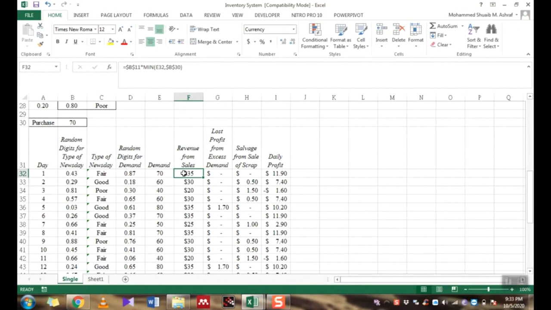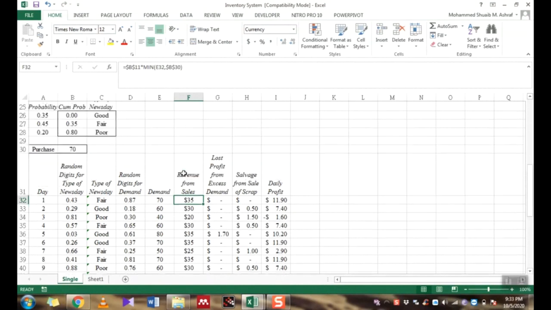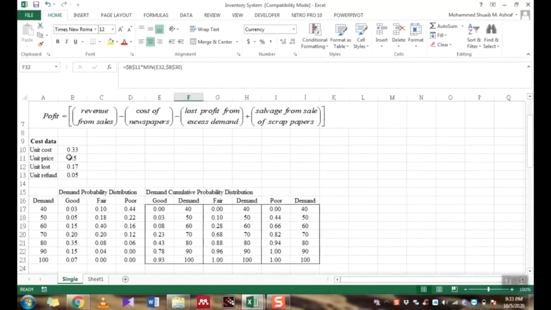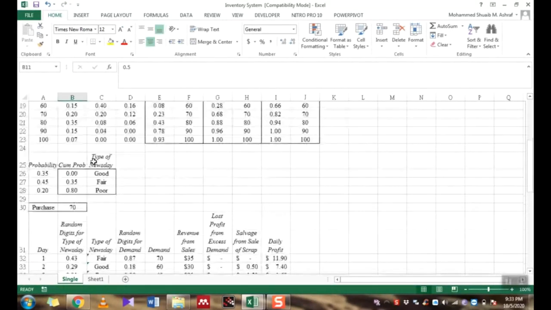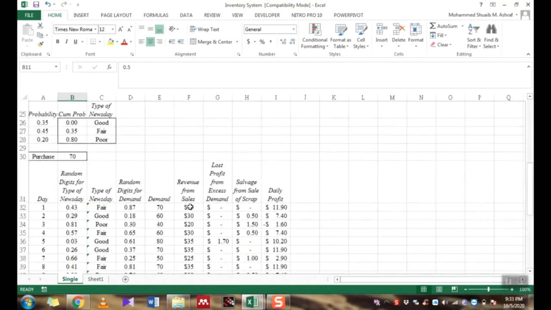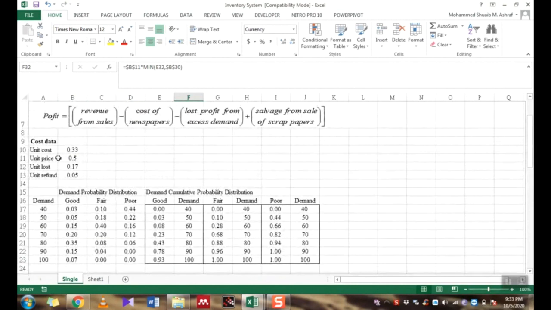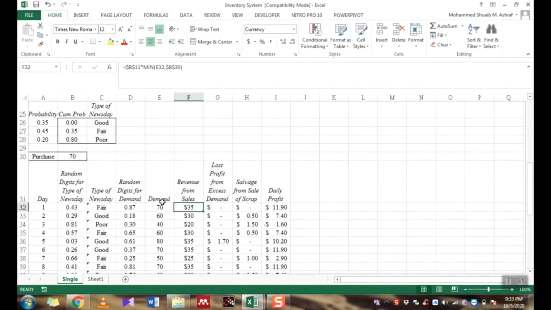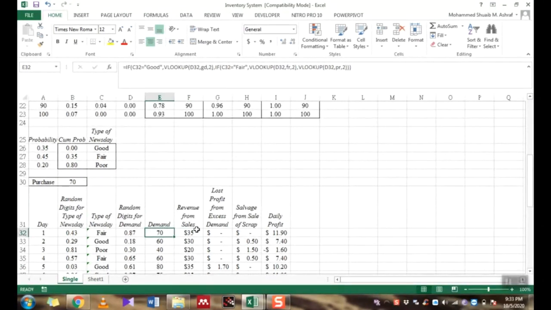Now we have to compute the revenue from sales. Okay. Revenue from sales. How will we calculate? Now, what is the selling price of a newspaper? 0.50, 50 cents. Okay. So the formula is B11 multiplied by the minimum of this 70 and demand. See, the first day the demand is 70. Okay.